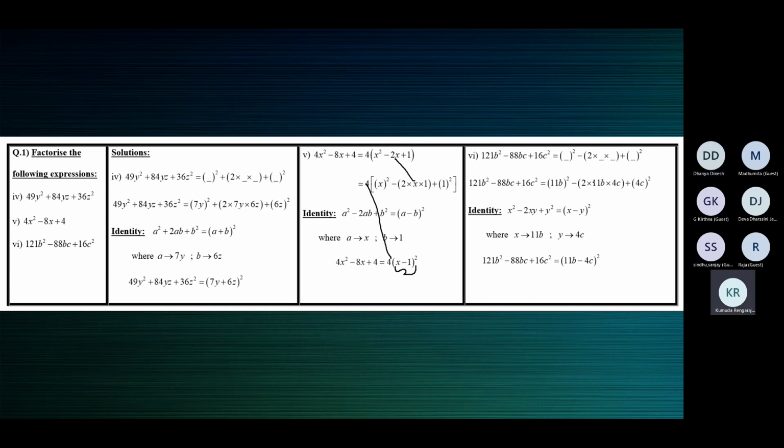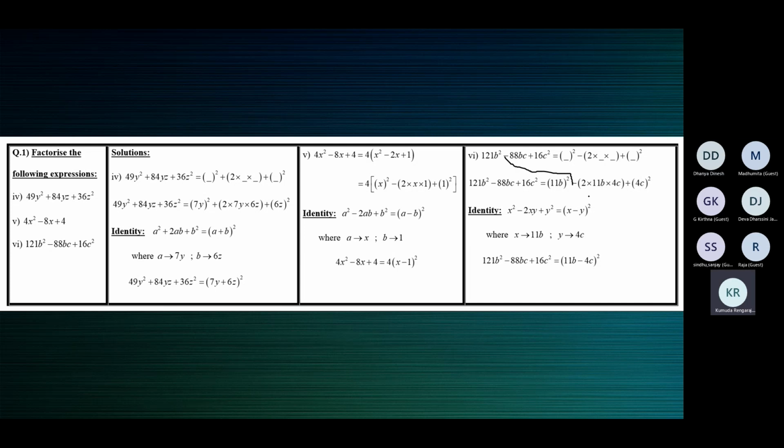Why minus sign here? Why not plus? Because the expression is 121b square minus 88bc. Yes, this minus, very good. Correct. Okay, now is the middle term happening? Yes, ma'am, it's happening, ma'am. Very good.